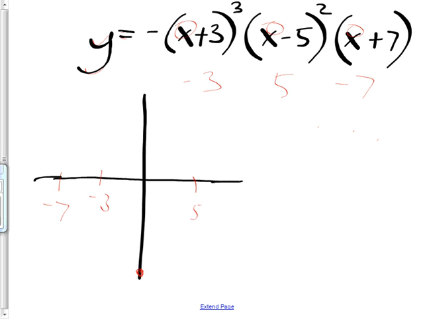Okay, so it's got to go through those spots. Who can tell me something else smart about this graph? Down on the right. Why? Because it's got to be down on the right, so it's got to be going down over here. How about where it hits the 5? Bouncy, yep, because it's got the squared, it's bouncing there. Boing. How about where it hits the 3?